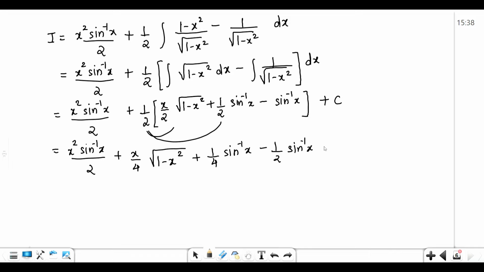Not a bracket here, plus c. So we can solve this 1 by 4 sine inverse minus 1 by 2 sine inverse. Okay, so that gives you 1 by 2 sine inverse of x plus c, and we'll copy the rest of this.